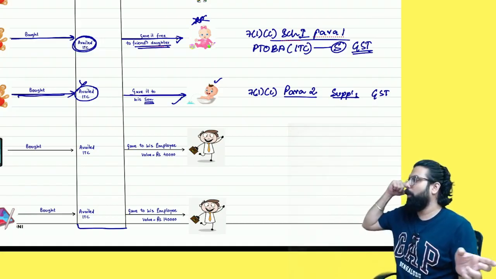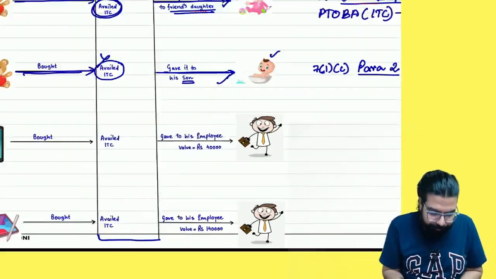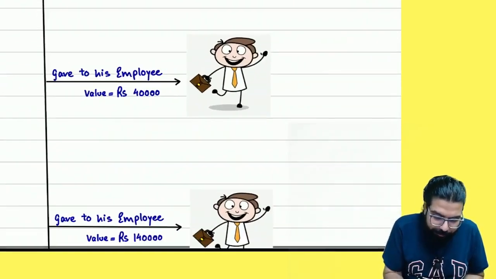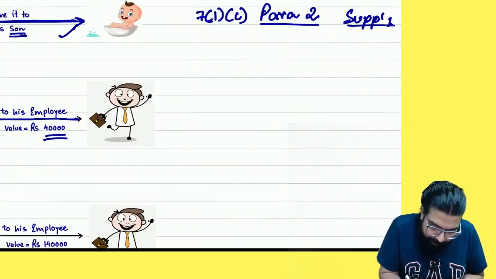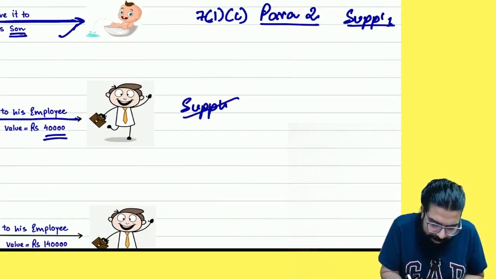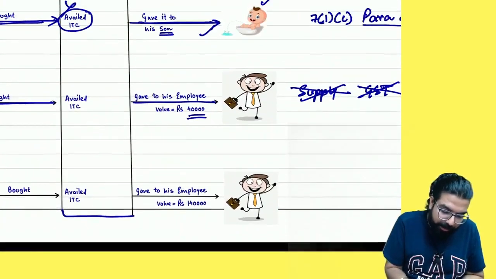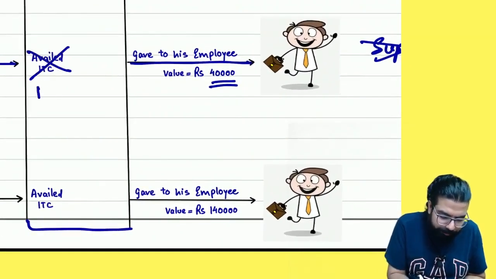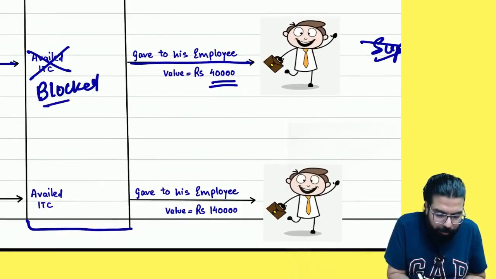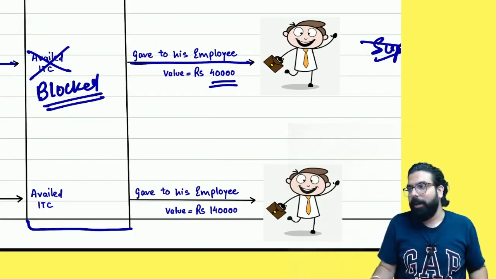Did you get the thought of the government? Can I go ahead, everyone? Now, okay. I bought a phone, gave it to my employee, a 40,000 rupees item. Supply, not supply? Why? GST to be paid or not paid? Okay, so if I don't have to pay GST, what will happen to ITC? Government says no output means no input.